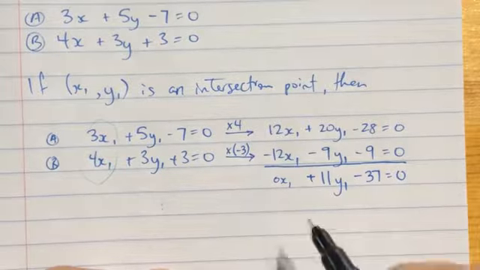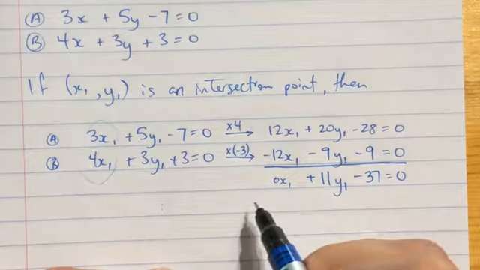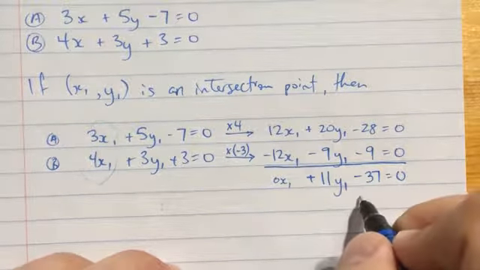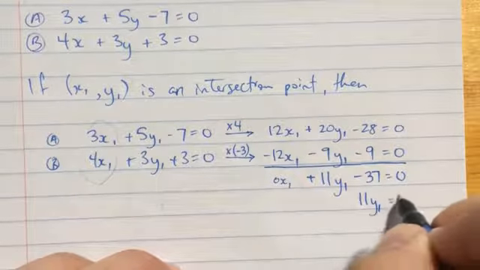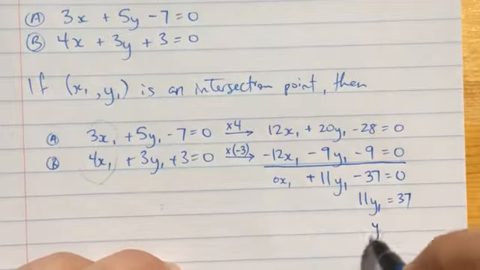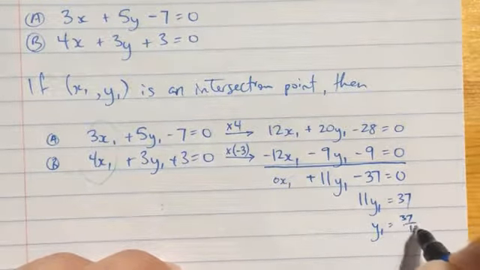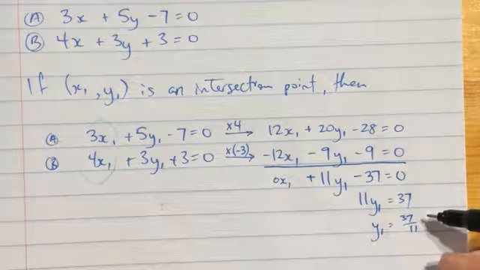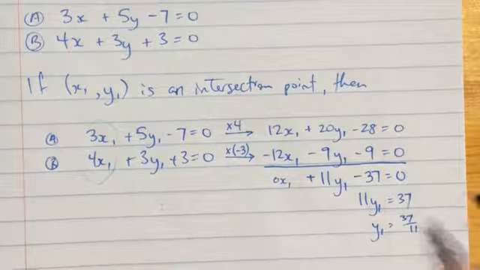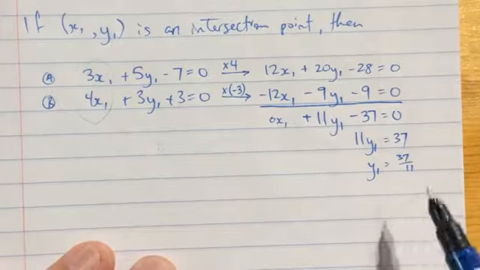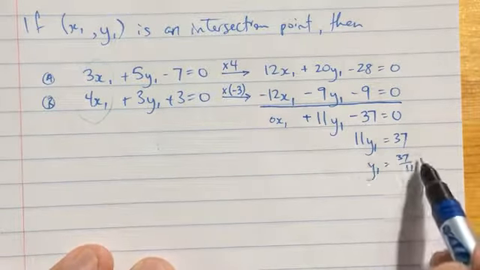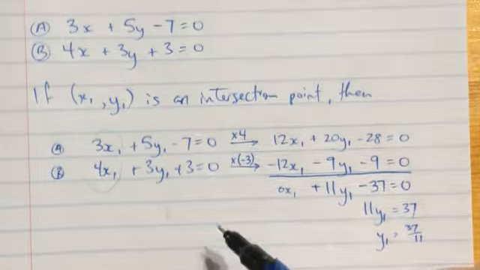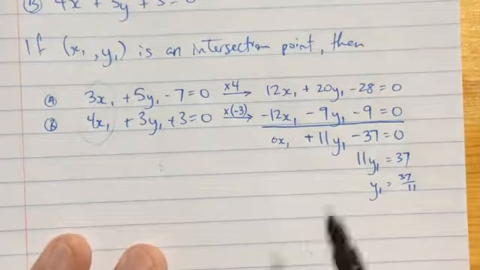Okay, I think I got that right. Okay, and now let's do 11y1 equals 37, and y1 equals 37 elevenths. Wow, that's pretty gross. That's not the kind of thing that you're going to be able to graph and find the value of, right? All right, so now, once again, we have to substitute this value for y1 back into an original equation to find out what x1 must be.